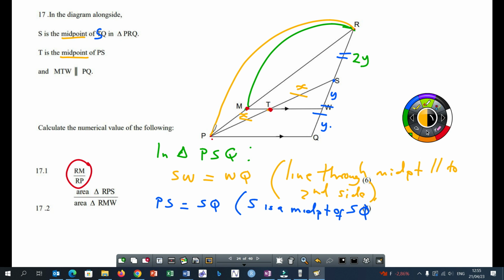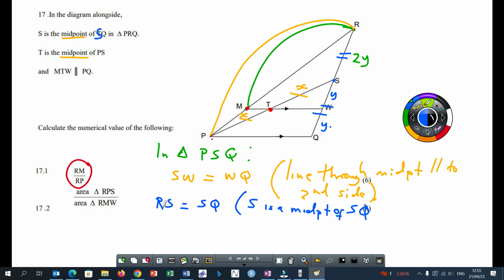Now I'm sure you can agree with me that in triangle RPQ, I can apply the proportion theorem. Do you see that? Yes? How is RS equal to SQ? Because we are told that S is a midpoint of RQ. Sorry, I made a mistake, I put P instead of R here. This is RS. RS is equal to SQ. Okay?